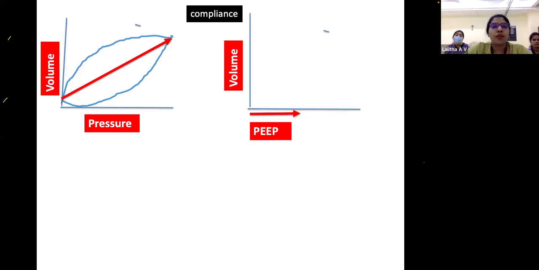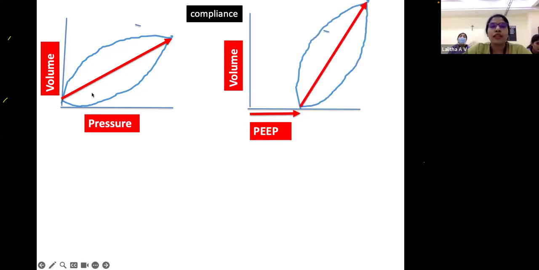This is the normal PV loop. And this is when compliance is affected. What happens? The PV loop will be almost flattened. It will be touching the pressure axis. So once you give PEEP, the lung PV loop has become very well erect and expanded. Okay, so how do you set?